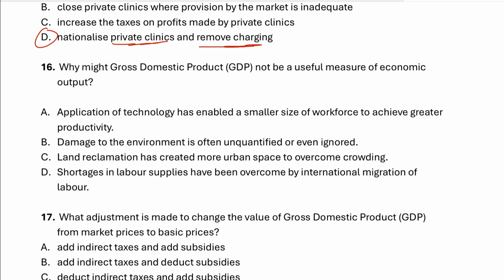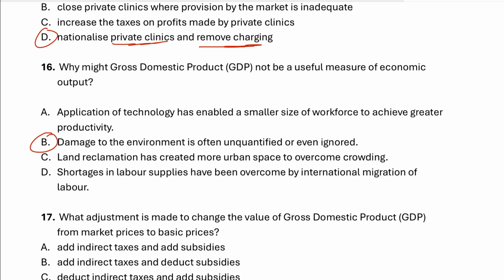Application of this. Question 16, damage to the environment is often unquantified or even ignored. This is the correct answer for question number 16, because GDP measures the value of the output, but it does not fully measure the costs of producing that output. So that's one of the disadvantages that we study under measuring GDP. If production increases but it's causing pollution, environmental damage or deforestation, GDP may rise, but that won't really raise the economic welfare of the society.